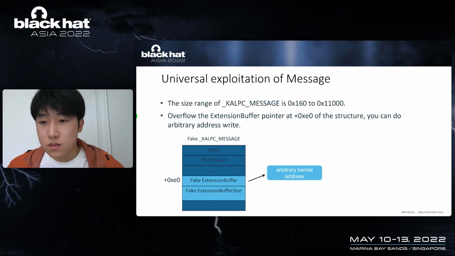The last is the message structure. It matches in the range 0x160 to 0x11,000. We can overwrite the extension buffer of the message into a token or other address through the overflow or out-of-bounds writing, and then call the NTRPC send rate reserve function to write to any address.